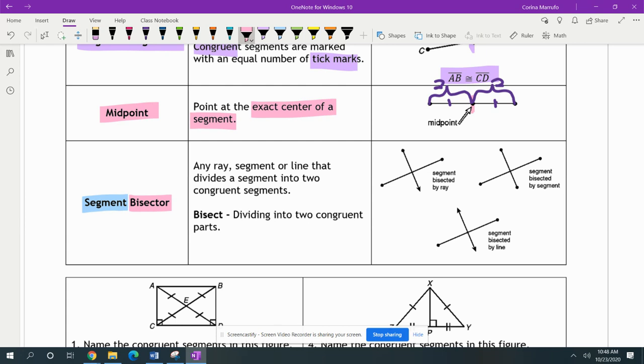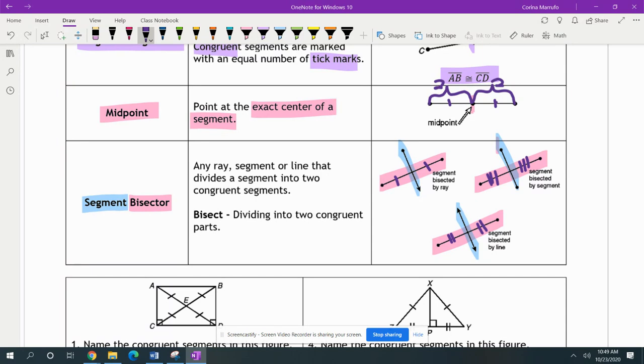So here we have a segment, and the segment is being bisected by a ray. Okay, again, we have a segment here, and this segment is being bisected by a line. And then here again, we have a segment, and it is being bisected by another segment. Okay, it's being cut into 2 equal parts. Now remember, when it's being cut into 2 equal parts, this side is the same as this side. Okay, this little piece here is the same as this piece. So you use 2 tick marks if you're doing a separate piece that is a different number. Okay, and then this would be equal to this.